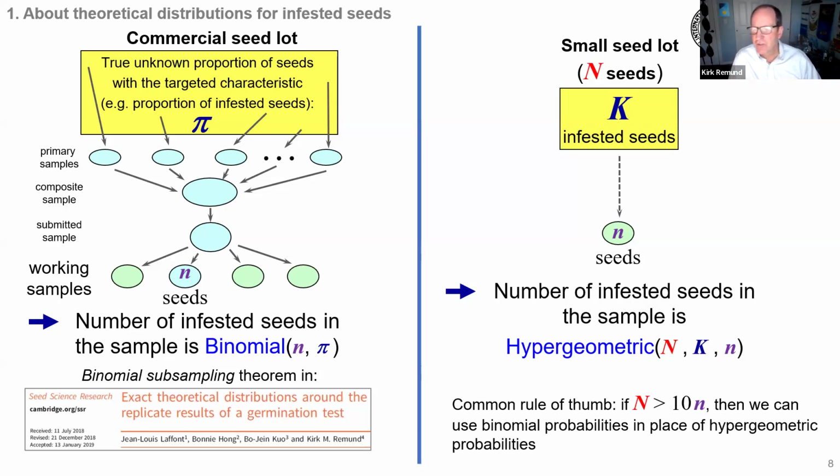Kind of a common rule of thumb we use is that if your population is greater than 10 times your sample size, then you can use the binomial probabilities of SeedCalc. If that property doesn't hold, then we want to go back and use that hypergeometric tool, which I'll show you here in a moment. So great.